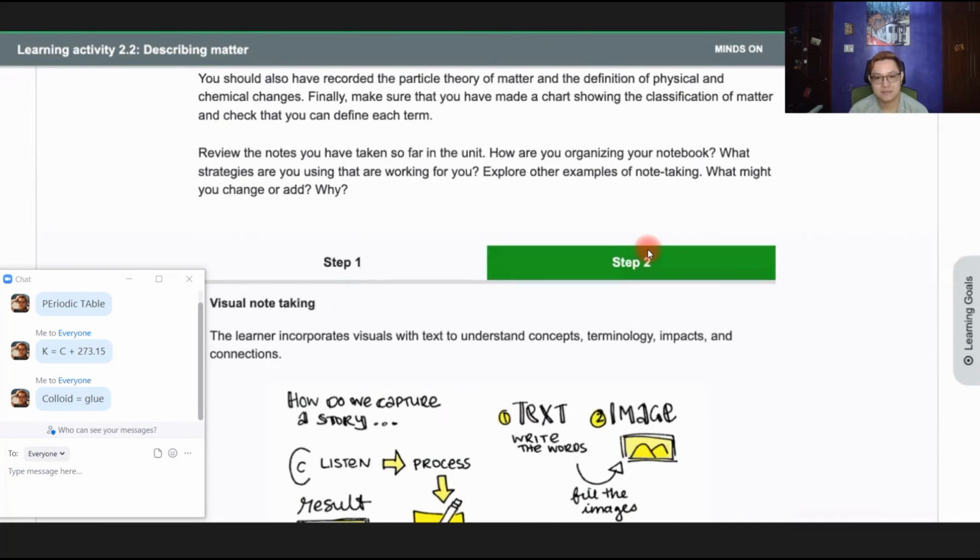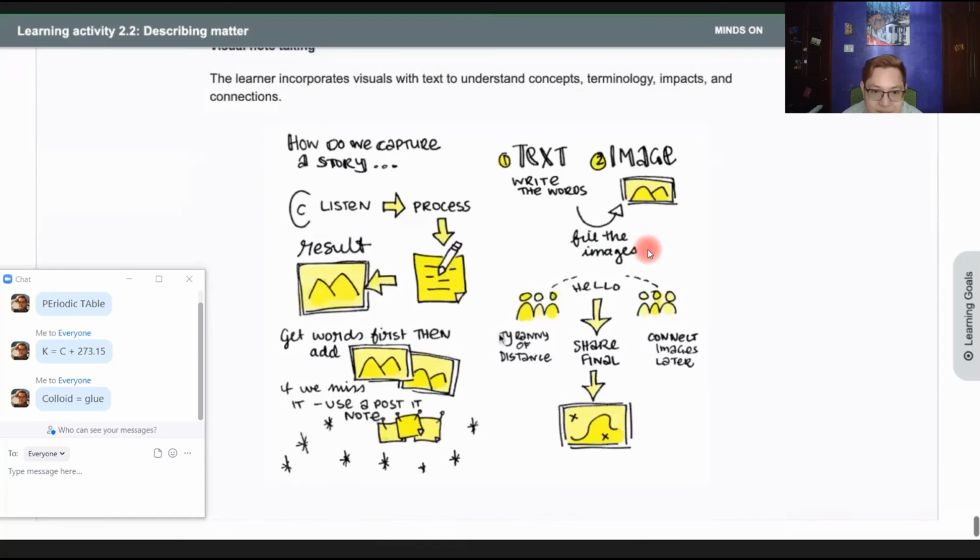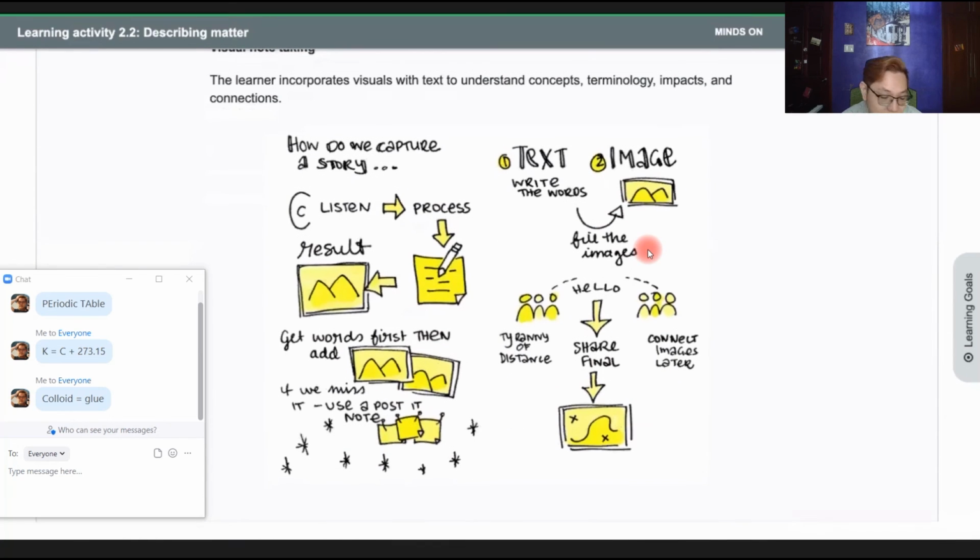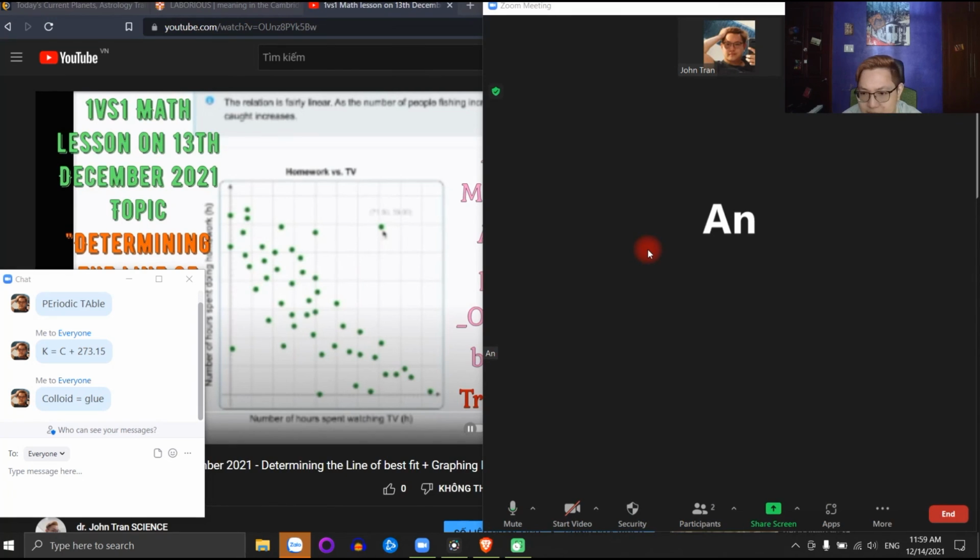And that's all for describing matter. Wait, there should be more, isn't it? No, that's all. Okay, alright, so let's just end there.